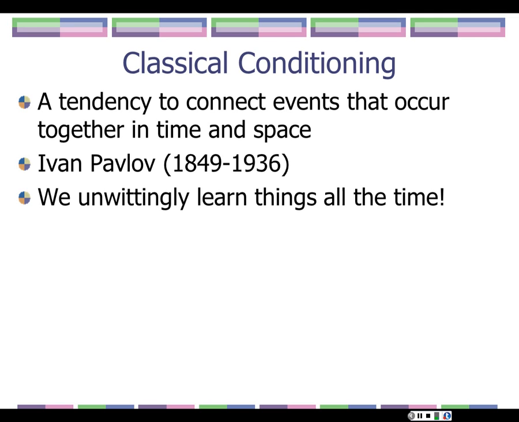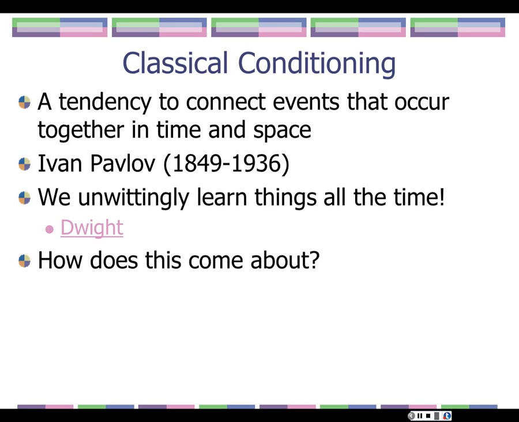Like the whole lightning and thunder. Maybe somebody told that to you when you were 4 years old and you're hiding under your blanket in your bedroom when there's a thunderstorm. But there's a chance that you just naturally figured it out because these events occurred in time and space together. And so you figured it out. You've just learned it. And that's what classical conditioning is. And I'll show the video of Dwight in a second. But kind of going back to Pavlov's dogs.